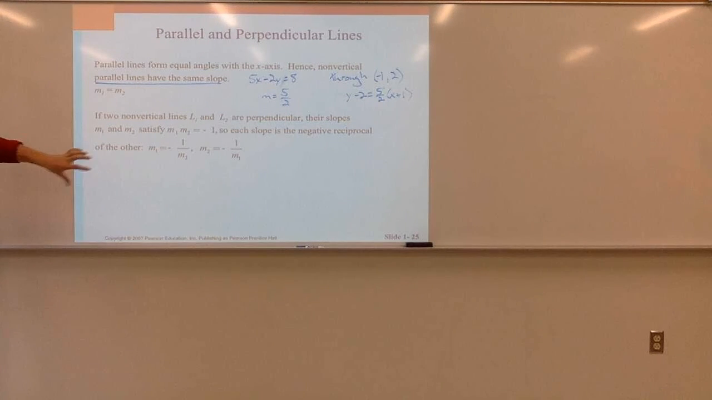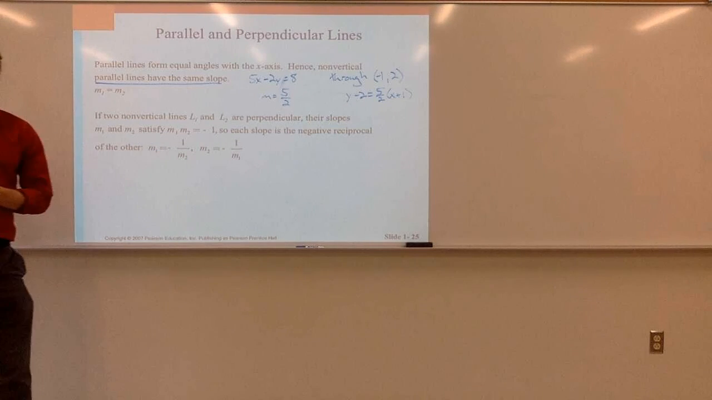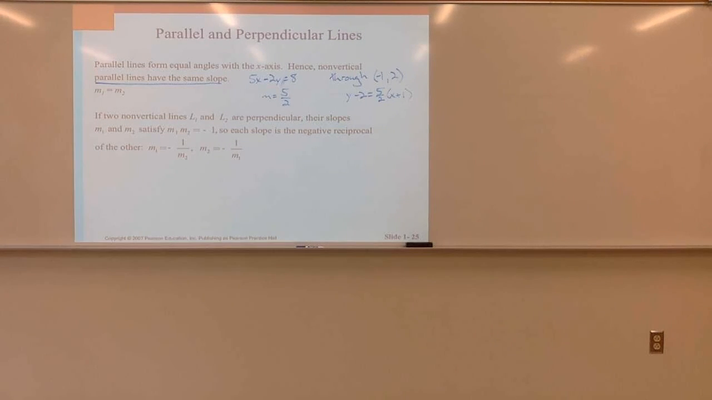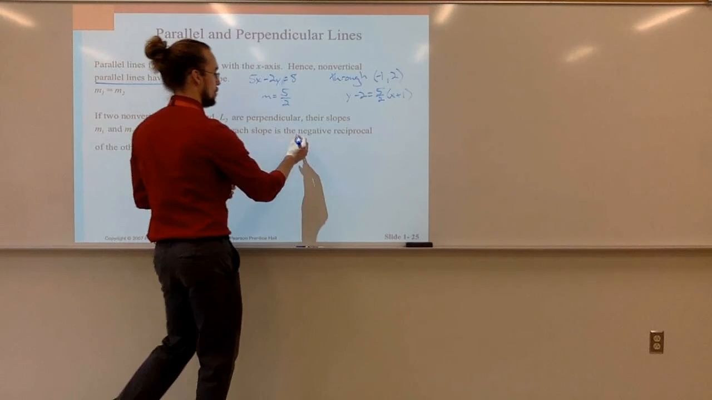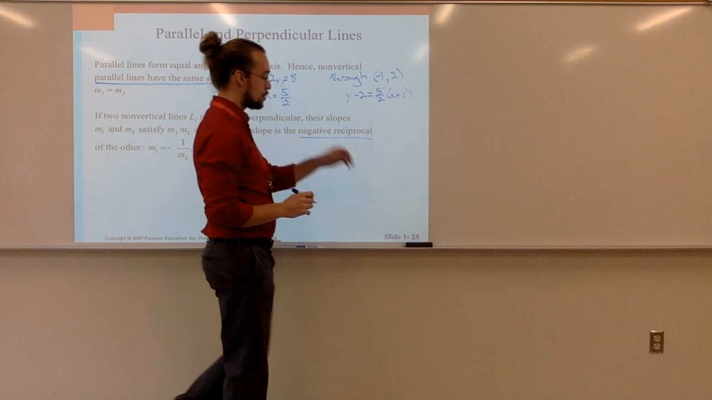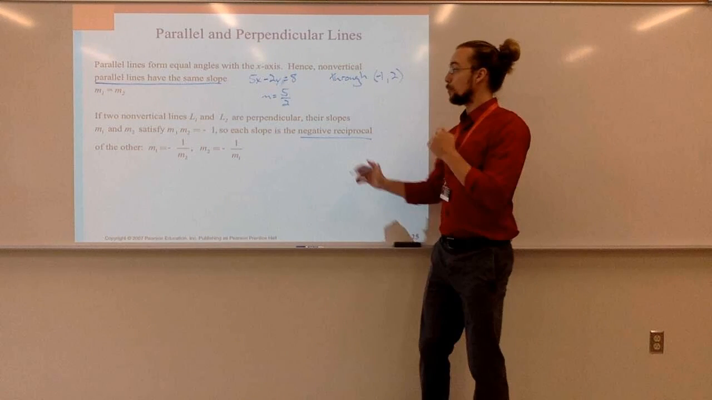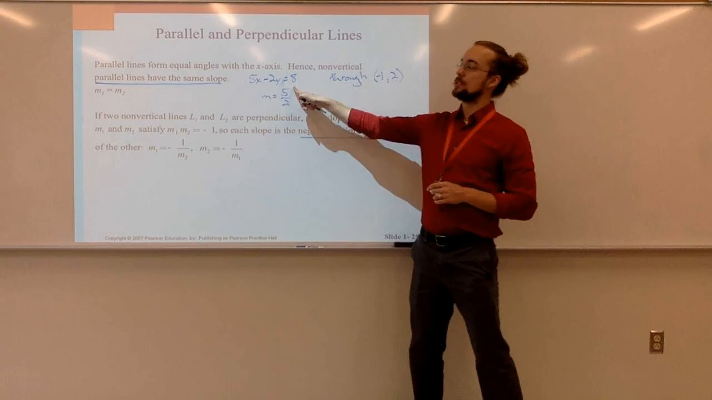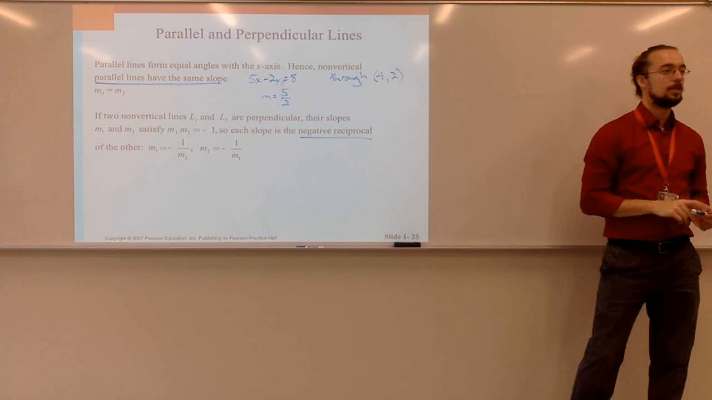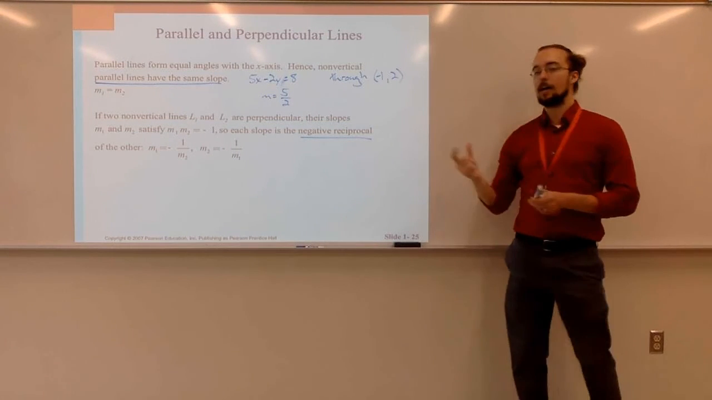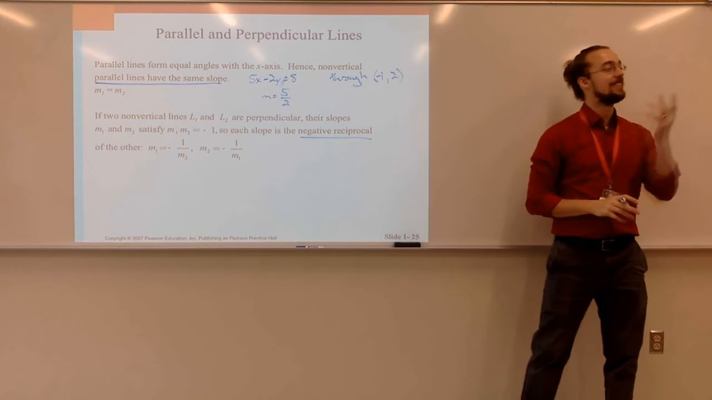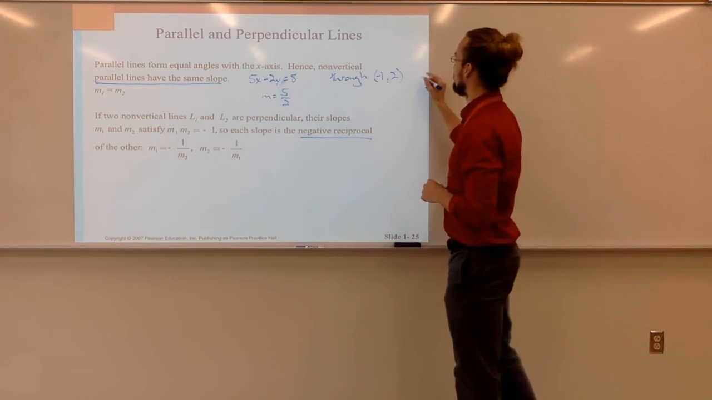Okay. The other idea is perpendicular lines. What is the relationship between slopes of perpendicular lines? Opposite reciprocals. Okay. So, let's do this same example here. But I want you to write the equation of a line perpendicular to this one that goes through this point. So what will the slope of my new line have to be? Negative 2/5.